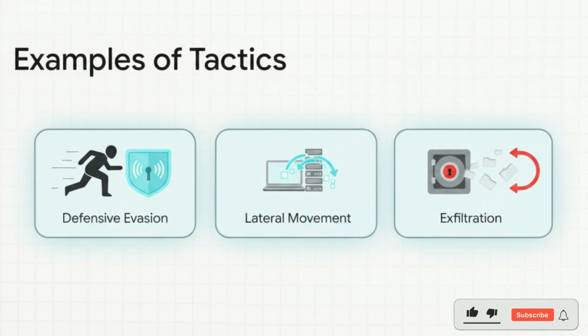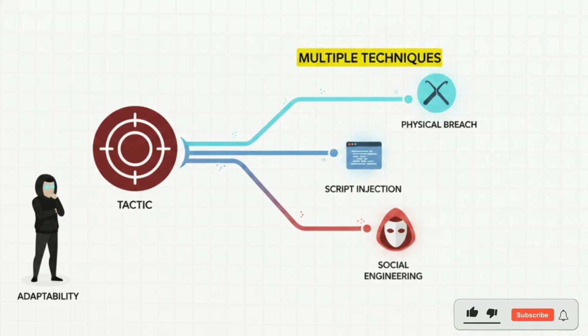Let's make this real with some actual examples of tactics straight from the framework. Remember, these are the goals. First up, defensive evasion. The attacker's goal here is simply to dodge your antivirus or security teams. Second, lateral movement. Their goal is to hop from the initial machine they compromised over to other systems. And third, exfiltration. The objective here is to steal your data and smuggle it out of your network. These are the tangible objectives driving everything the hacker does. But here's where it gets super dynamic.